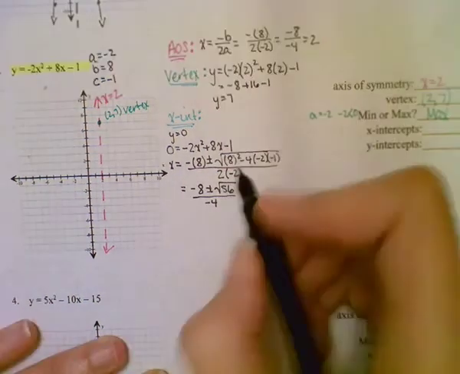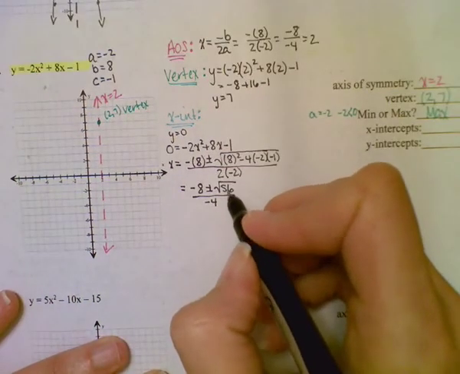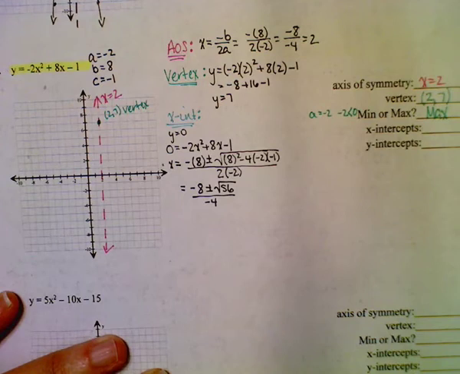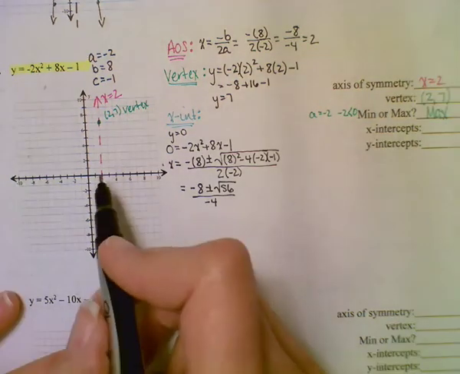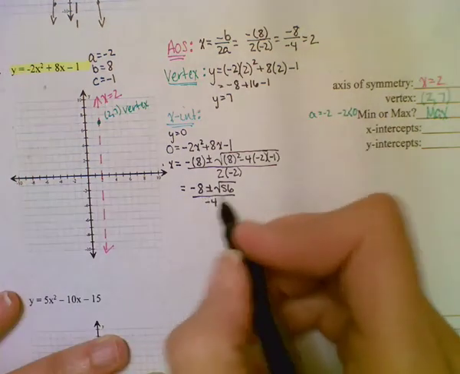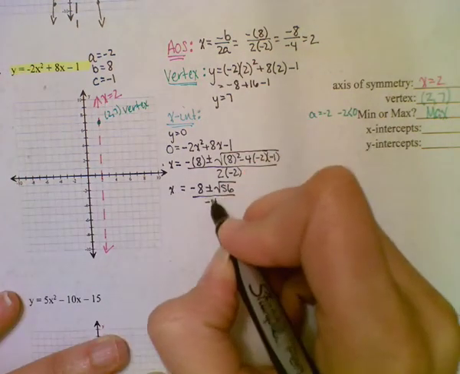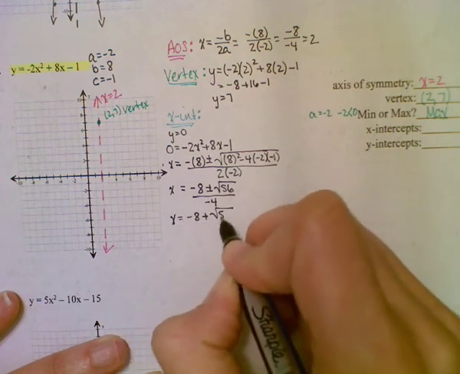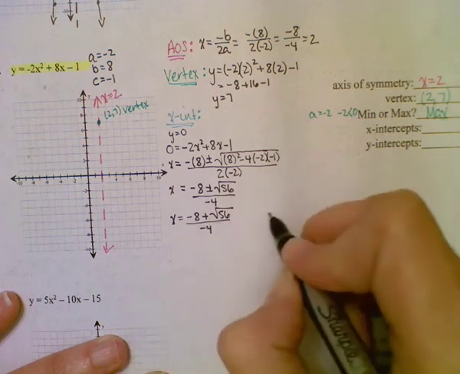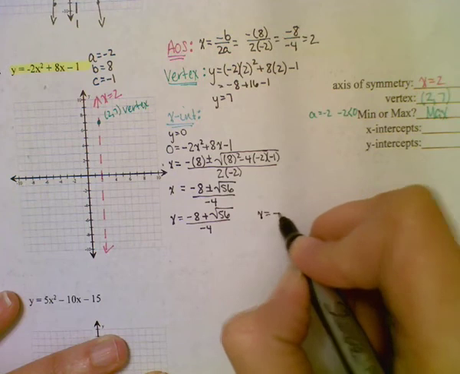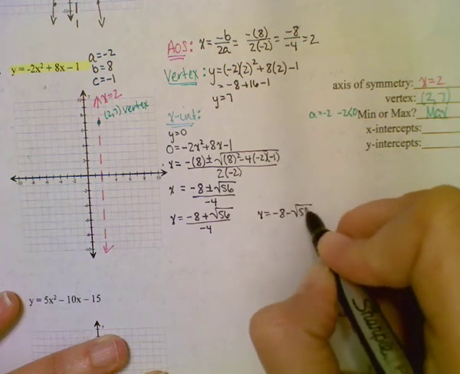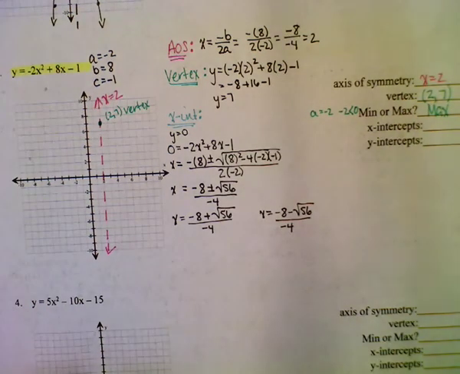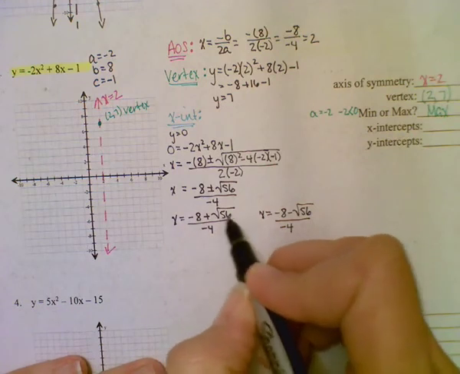Now, I know that root 56 is not a perfect square, and it can't be simplified here. So to be able to graph it, I'm going to have to estimate the value so that I can plug it into my graph. Remember that the plus or minus I can break into two pieces. I can have x equals negative 8 plus root 56 over negative 4, and x equals negative 8 minus root 56 over negative 4. And remember on your calculators to use your parentheses properly so that you can simplify this and round it to a decimal.